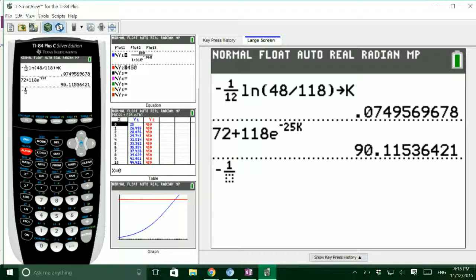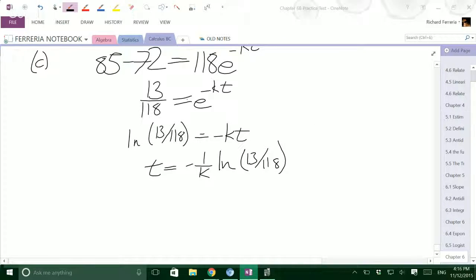What happened? I think I crashed. Does it look like it crashed to you? That's just a calculator. Yeah, just a calculator.